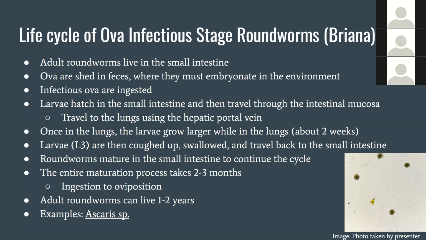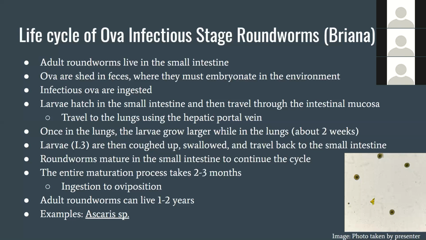For the life cycle of ova infectious stage roundworms, they live in the small intestine, and the ova are shed in the feces where they embryonate in the environment until they are ingested again, usually in contaminated food. The larvae hatch in the small intestine and then travel through the intestinal mucosa and then to the lungs using the hepatic portal vein. Once in the lungs, over the next 2 weeks, the larvae will grow larger until they reach the L3 stage. At that point, they are coughed up, swallowed, and travel back to the small intestine to mature to adult and repeat the cycle.